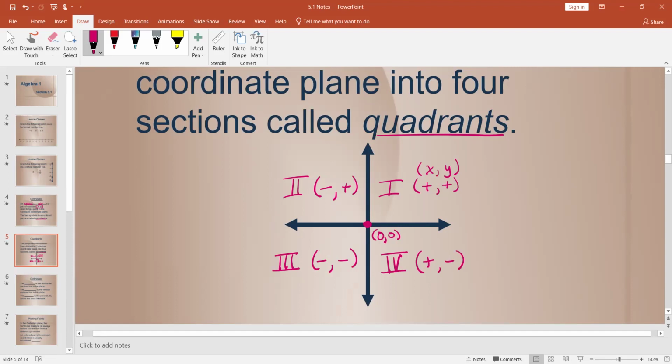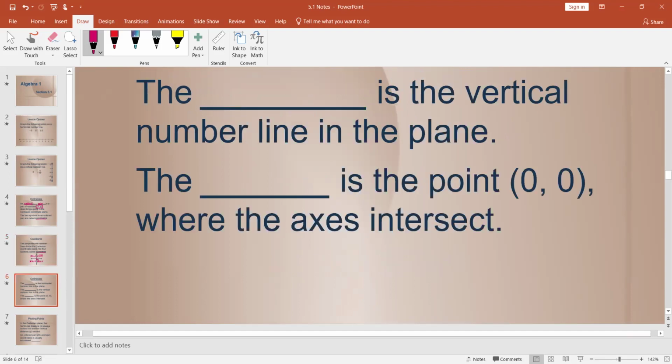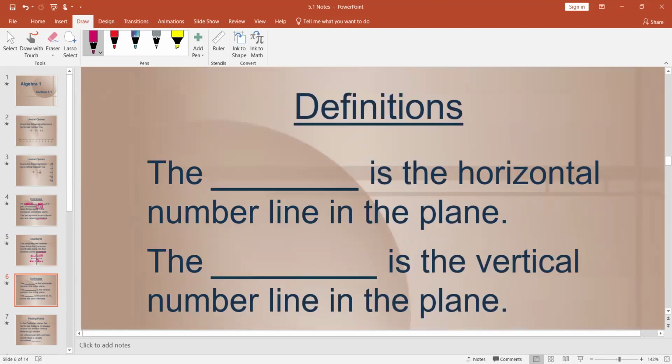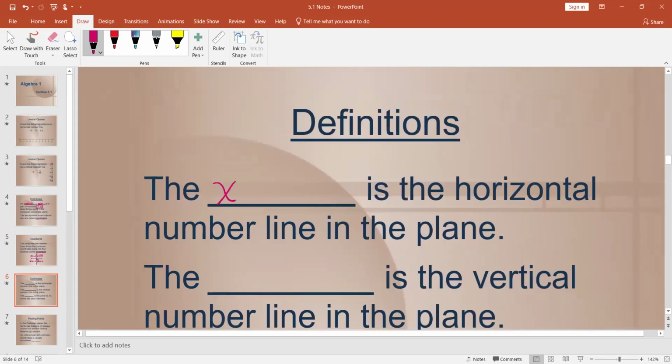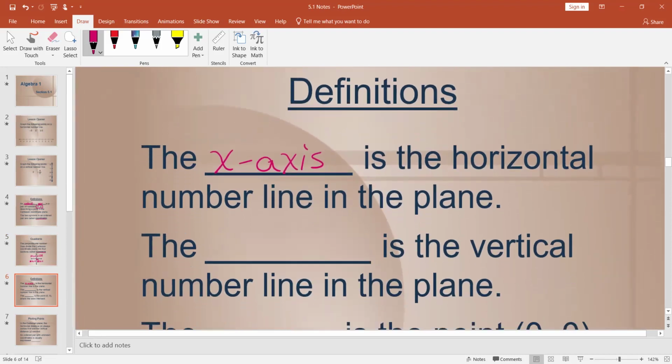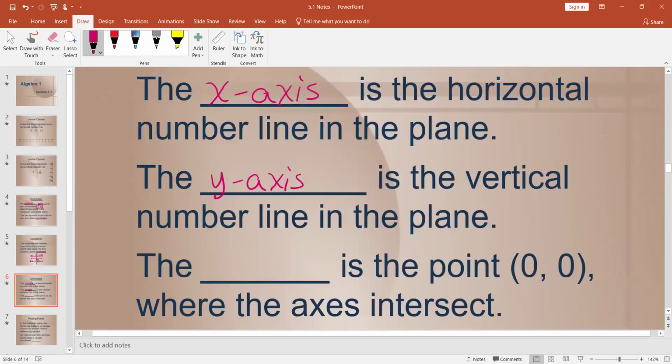Okay, so I've already kind of called some of these names out, but let's talk about the parts here. The x-axis is the horizontal number line in the plane. The y-axis is your vertical number line. And then the origin is that point where the two axes intersect.